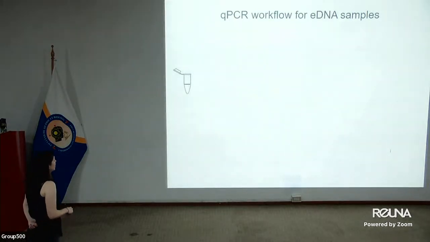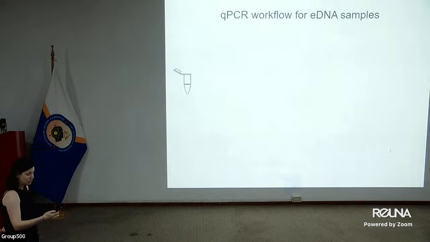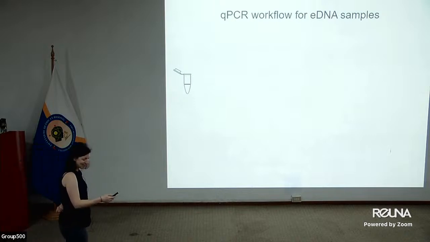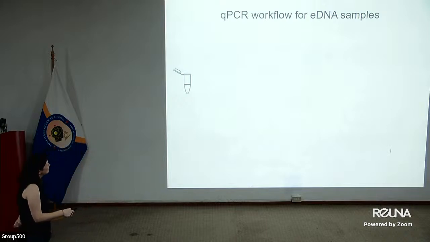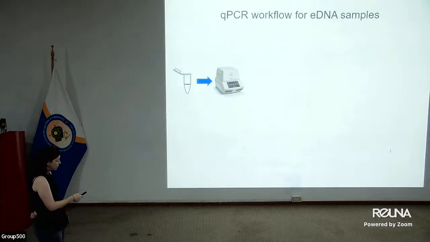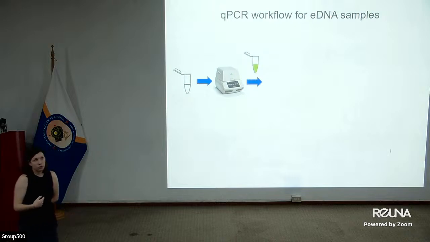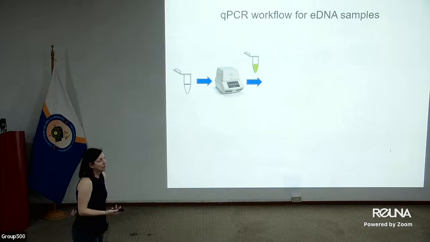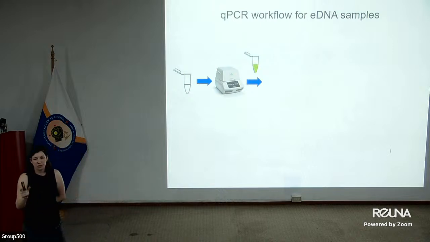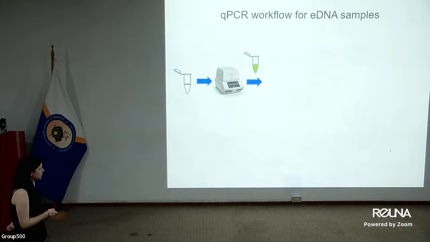So one step up from conventional, you can do qPCR. And I know you guys do qPCRs because I've seen your plots last week and this week. With qPCR, you make your mixture, you put it in the machine, but here you have fluorescence. For eDNA, I'm going to talk about assay design, but you could use an internal fluorescently labeled probe, or you could use a SYBR mix as well.